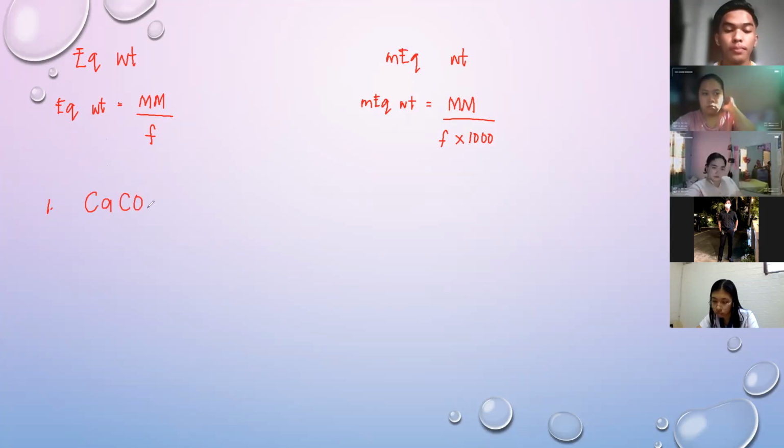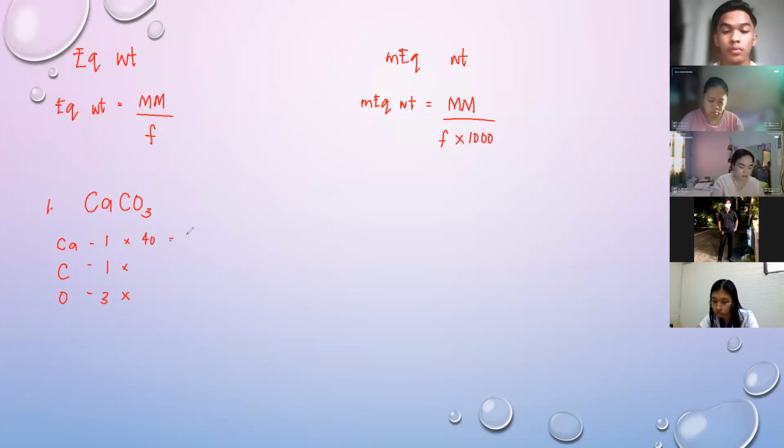calcium carbonate. Again, we will be computing for both the equivalent weight and the milli-equivalent weight of our calcium carbonate. So ang una natin gagawin here, syempre mag-compute tayo ng molar mass. We cannot proceed with the computation without the molar mass. So calcium, carbon, and then oxygen. 1 atom for calcium, 1 for carbon, and 3 for oxygen. And then let's multiply each of them to their atomic weights.